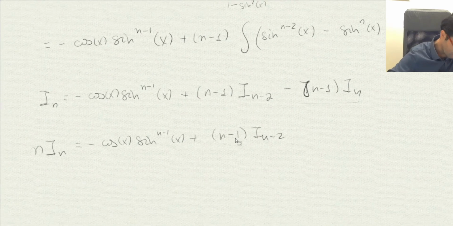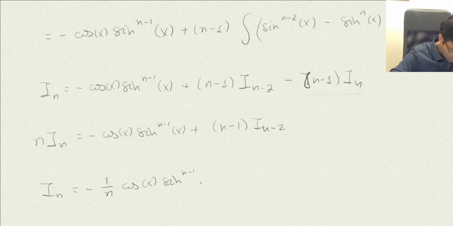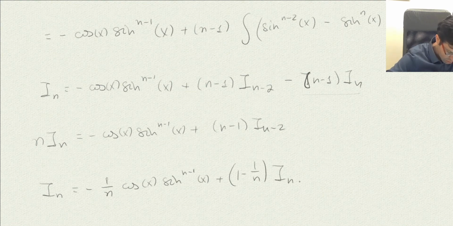And the final step would be to divide by n. So we have this recursive formula: I_n is minus 1 over n cosine of x sine to the power of n minus 1 of x, plus, if we divide by n, 1 minus 1 over n times I_{n-2}. That's the formula that is typically derived.